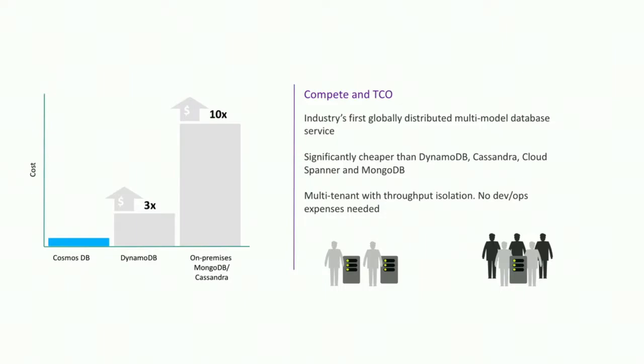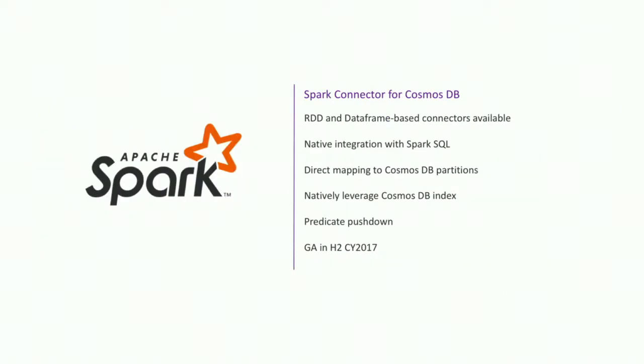And we have a very nice paper out there which talks, if you come from more of a financial side, about the total cost of ownership of Cosmos DB versus DynamoDB from Amazon, or just hosting Mongo or Cassandra on-prem. We have a very nice white paper out there which compares the total cost of ownership, and essentially the crux is that we are cheaper.